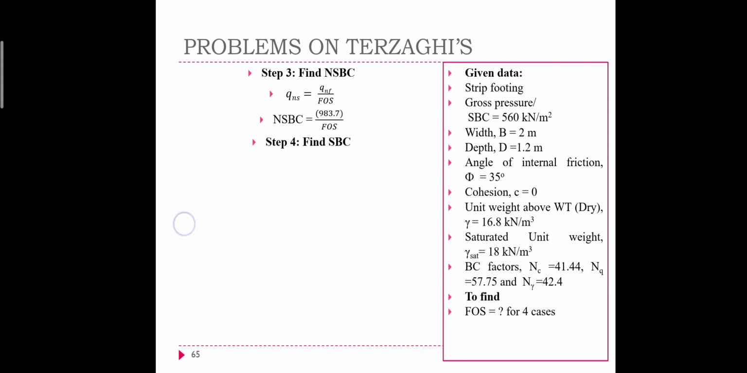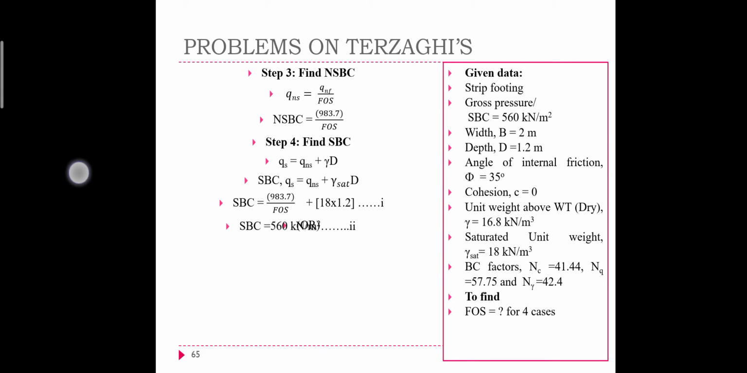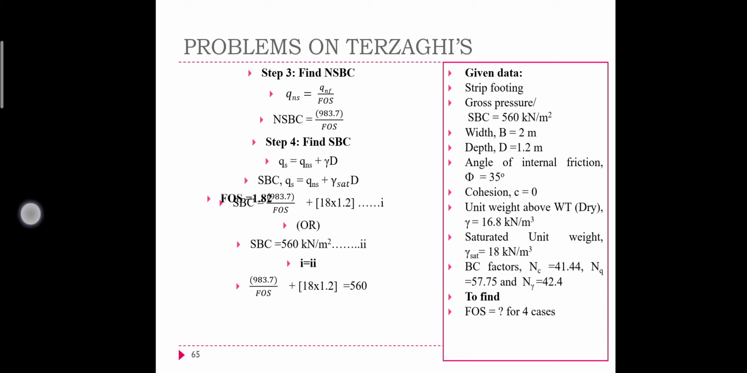Then we find SBC. What is SBC? Just adding gamma D to step 3. Gamma D add பண்ணுங்க. So what gamma D you should use here? ஃபஸ்ட்டில் யூஸ் பண்ண அந்த gamma D. அங்கே gamma sat போட்டிங்கன்னா இங்கேயும் என்ன தான் யூஸ் பண்ணணும்? gamma sat தான் யூஸ் பண்ணணும். So you'll get 983.4, also given in the question as 560. So equating these two we will get the factor of safety as 1.82.